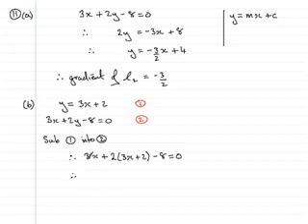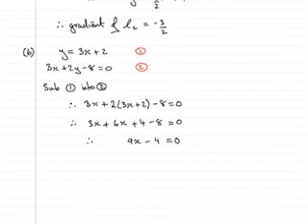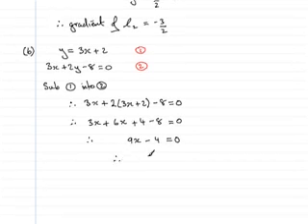So if we expand this, we get 3x plus 2 lots 3x, well that's 6x, and 2 twos are 4, minus the 8 equals 0. Simplify this, we have 3x plus 6x is 9x, and 4 take away 8 is negative 4, so we have that equaling 0. Add 4 to both sides, and we have 9x equals 4, and then divide both sides by 9, and that leaves x equals 4/9.